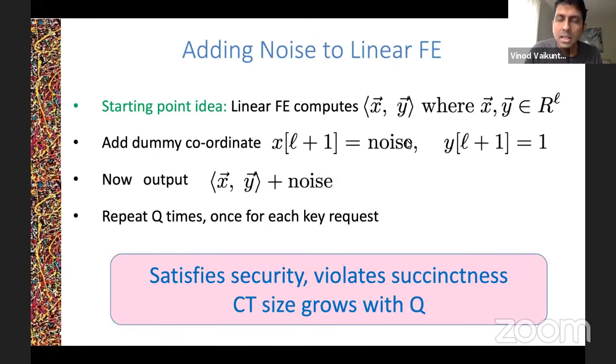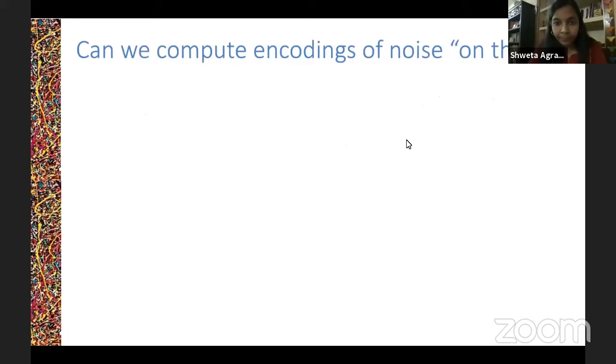So if you go back, you're saying you need to add one coordinate for each key request with a fresh noise in it. That's a trivial solution, which would satisfy the security you want. So if succinctness were not a problem, you could do this. And actually, this was the starting point idea of this work. You can do this, and now I want to somehow make it succinct.